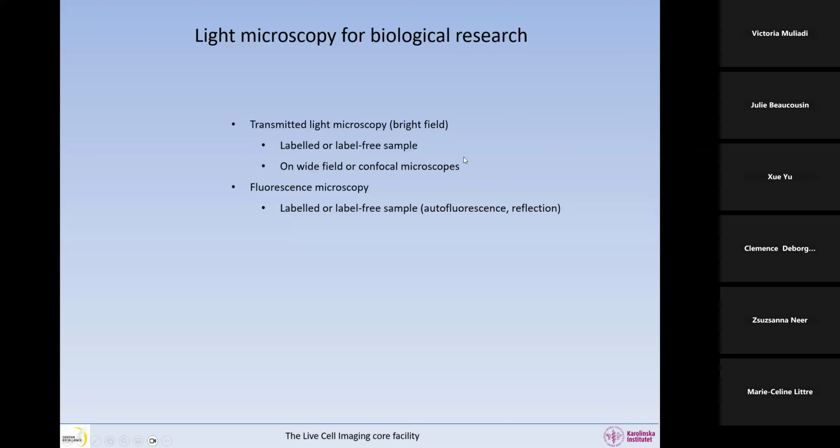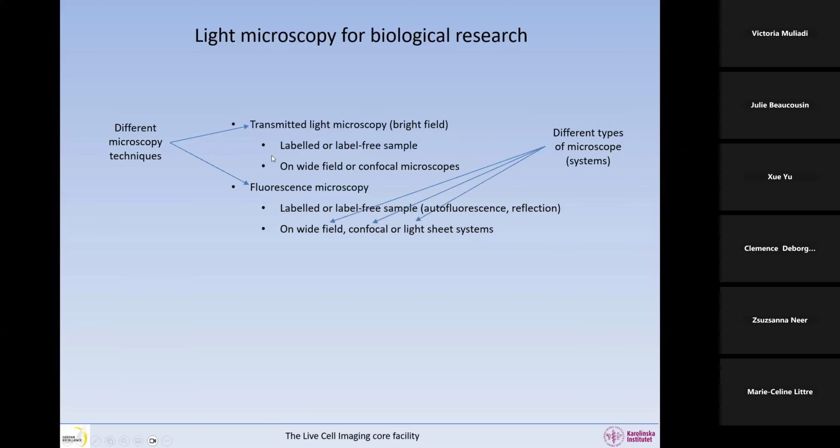And then transmitted light microscopy can be acquired on a wide field system or on confocal microscopes. And it's the same thing for fluorescence microscopy. We can have it on wide field systems, on confocal microscopes, but also on light sheet systems. So these two things, transmitted light microscopy and fluorescence microscopy, are different microscopy techniques. These here are wide field, confocal and light sheet. They are different types of microscopes, and you will see later why I prefer to call them systems.